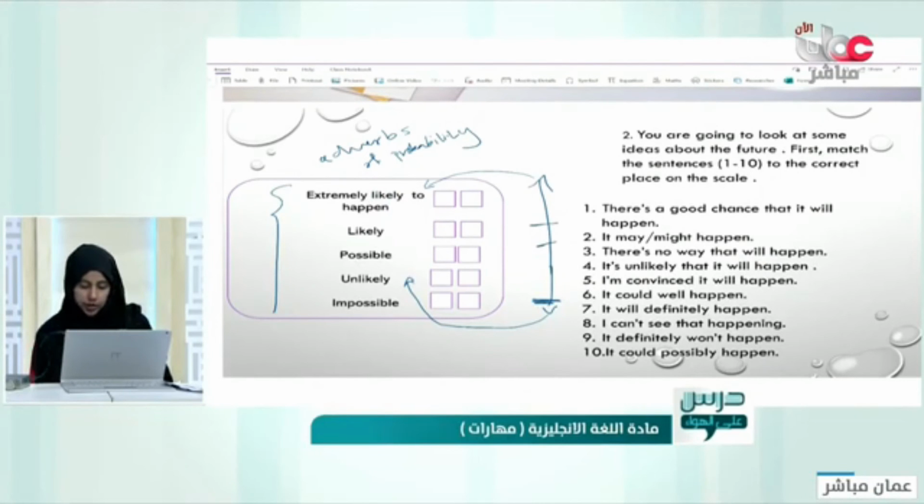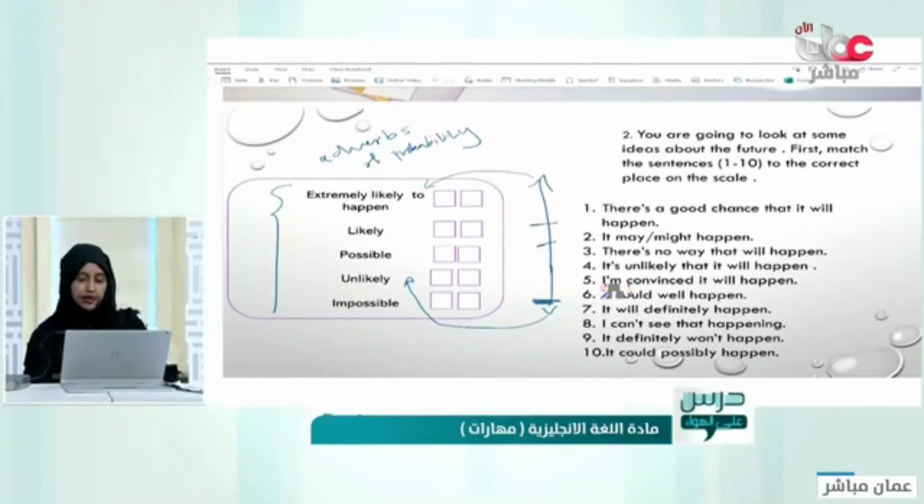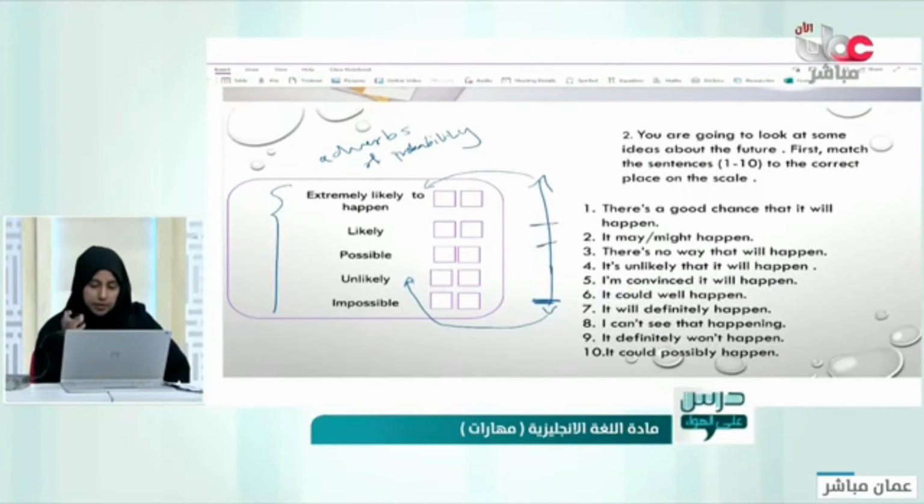Okay, let's do it together. We have number 1, there is a good chance that it will happen. Is it extremely, like definitely, surely would happen? It might happen, maybe, or there is no way. What did I say about no way that will happen? It's unlikely that it will happen. I'm convinced it will happen. It will happen. It will definitely happen.